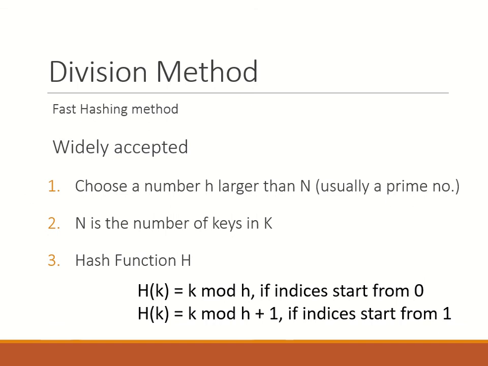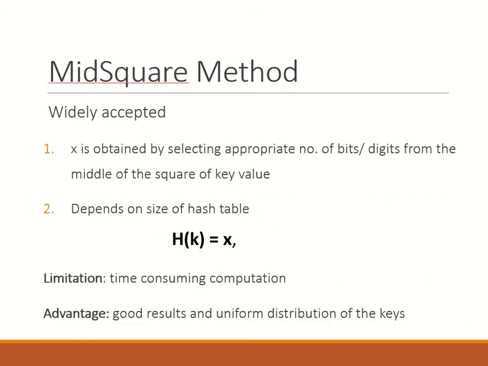All of these are examples of hash functions. Then you have the mid square method, where you take the appropriate number of bits or digits from the middle of the square of the key value. This can be done in two ways. Either you take the middle of the key, then square it, then apply it over the index, or you square the key, then take the middle value, then apply it over the index. Both of them are mid square methods, so it can be applied in two ways.